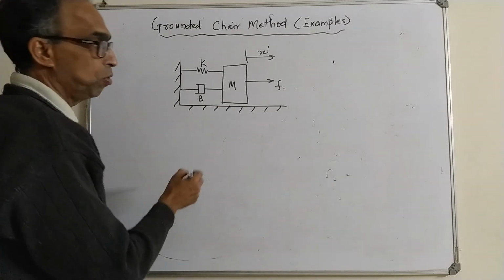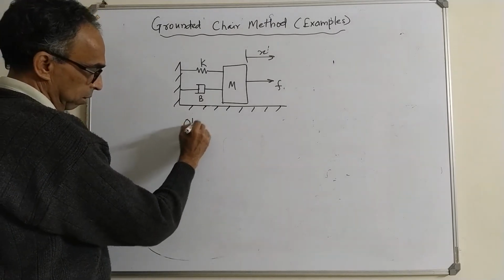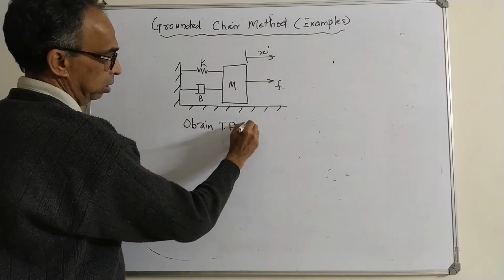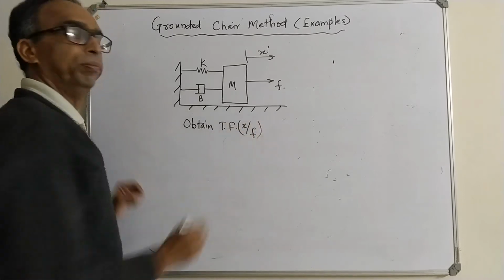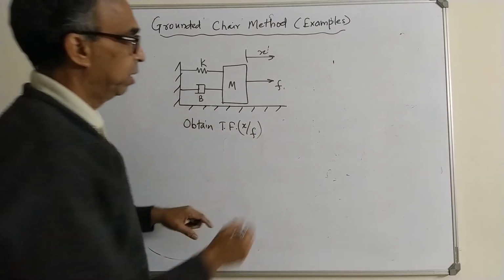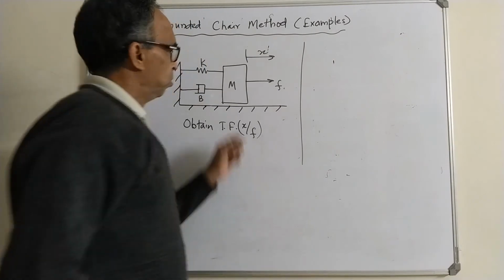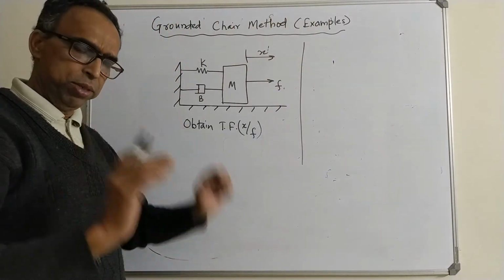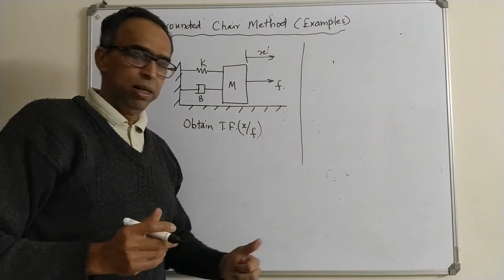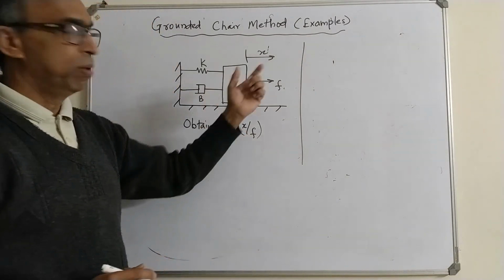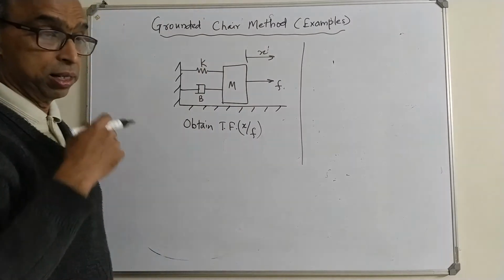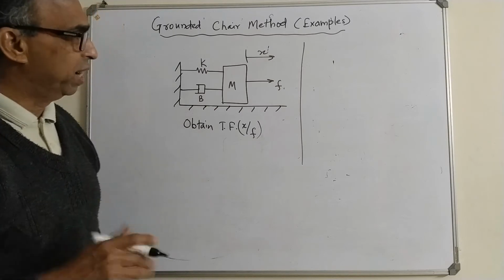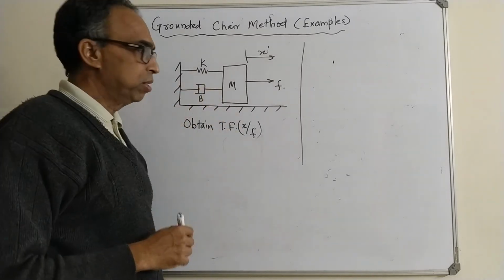Obtain the transfer function X by F is the question. So what I do, once again, is the grounded chair representation. I can have a single mass, 2 masses, 3 masses, it doesn't make any difference. While using this grounded chair representation method, there is no problem. Whatever the number of components, whether they are arranged in series or parallel, our methodology simplifies the problem to a greater extent.